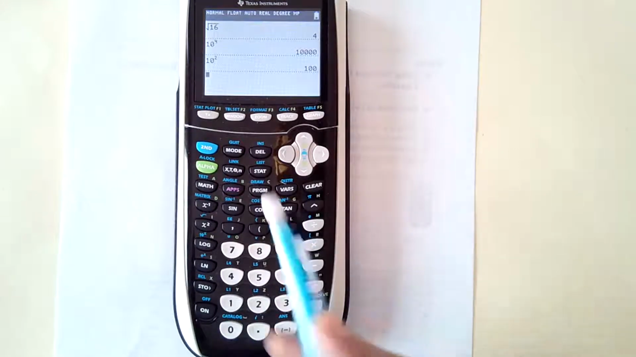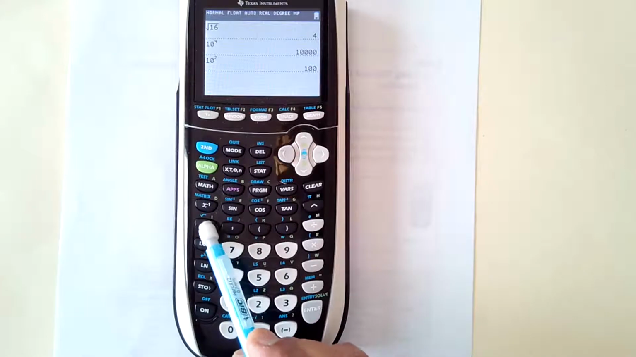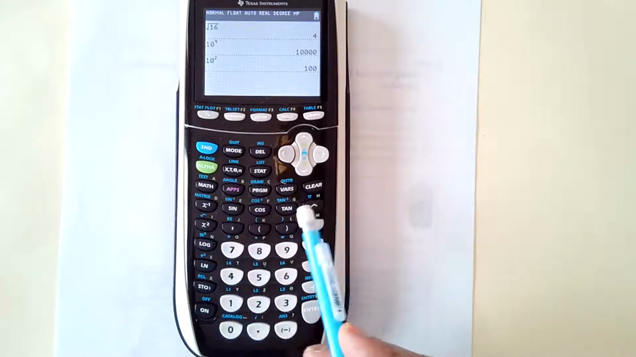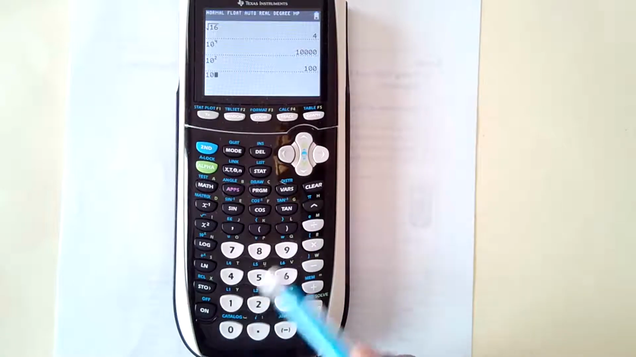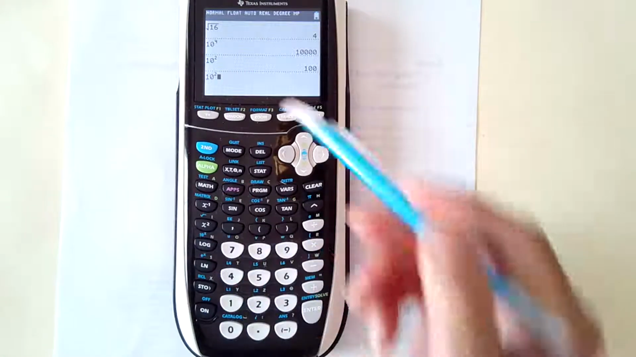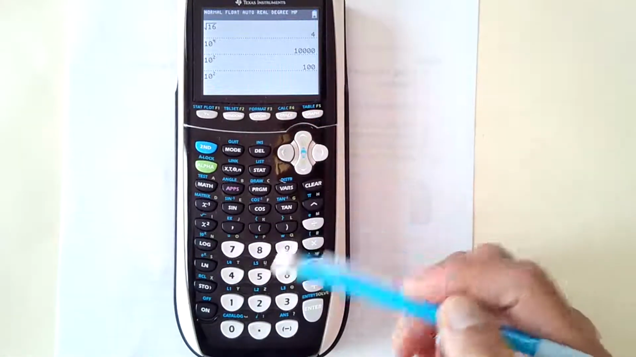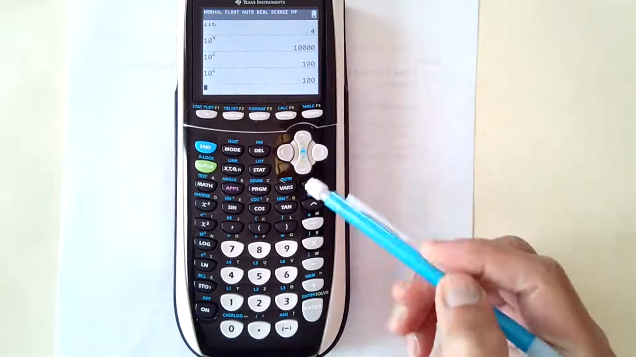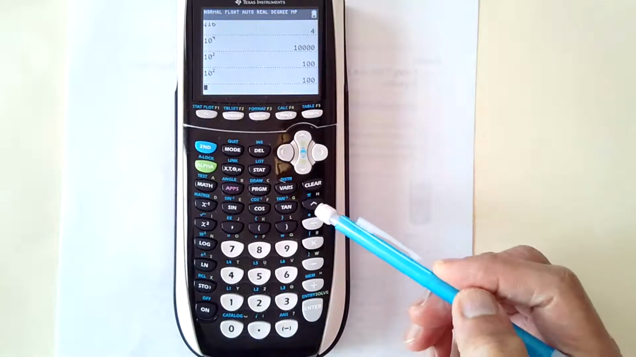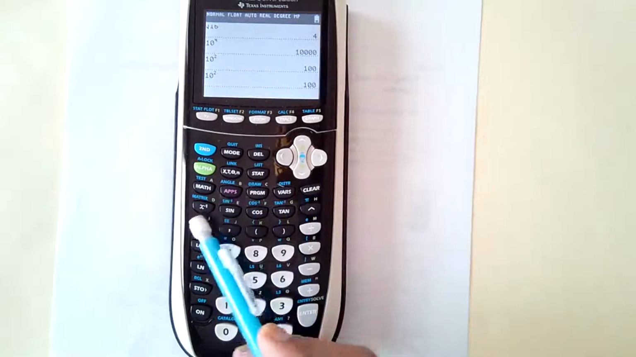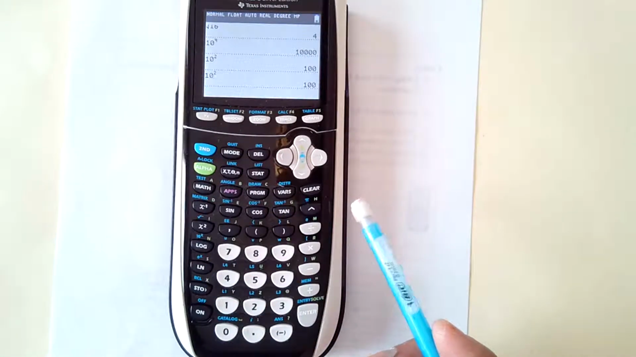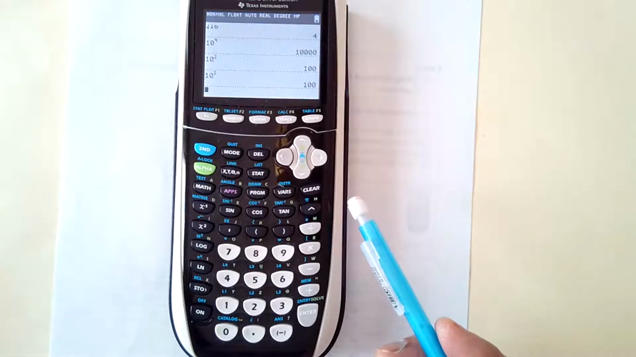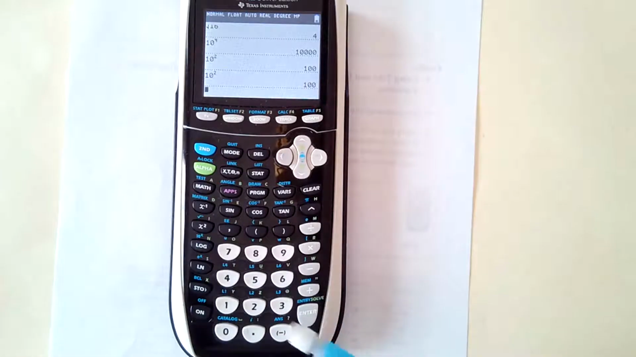Gives me 100. There's a shortcut for squaring, which is right here. But this one works for any exponential value. So you have 10 squared is the same as pressing this button and 2. The good thing about the exponent button is you can use any power for this one here. Here you restrict it to the power 2. So essentially, that's the overview of the calculator.